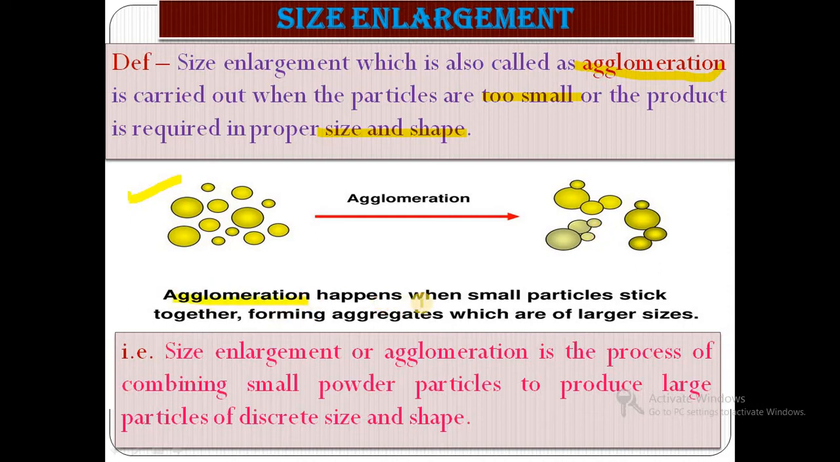Simply, agglomeration happens when small particles stick together, forming aggregates of larger size. That is, small dust particles combine and we get larger particles. Size enlargement or agglomeration is the process of combining small powder particles to produce large particles of discrete size and shape. That is, small powder particles are converted into solids of uniform size and shape.